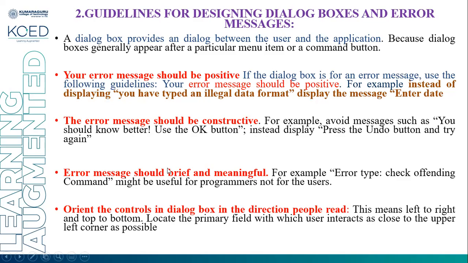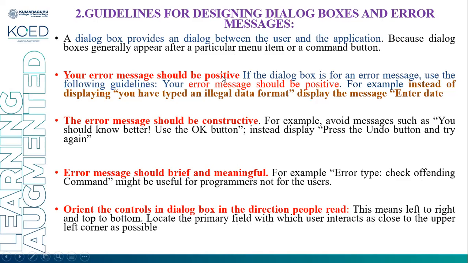Next, the error message should be brief and meaningful. For example, error type, check offending command might be useful to the programmer, not for the user. So the error message should be brief as well as meaningful. It should be understood by the novice user. Orient the controls in the dialog box in the direction people read. This means left to right and top to bottom. Locate the primary field with which the user interacts as close to the upper left corner as possible. So these are the guidelines for designing dialog boxes and error messages.